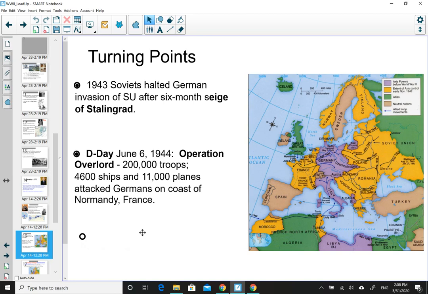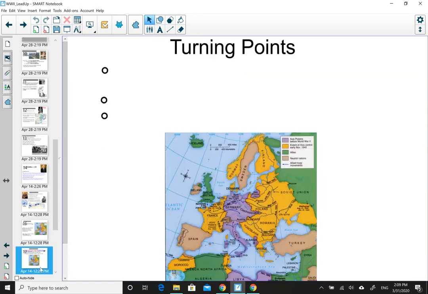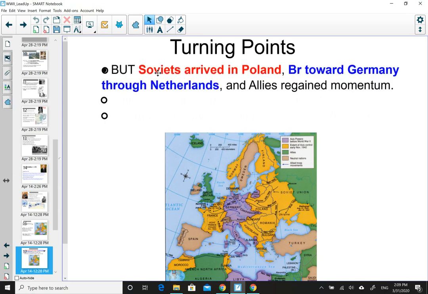And the last turning point, the Battle of the Bulge. This represented Hitler's last attempt to regain the upper hand, though by this point in the war, December 1944 to January 1945, he was essentially on the run. The map on the right shows that after Stalingrad and the Battle of the Bulge, German forces were squeezed between Soviet forces in the east and the American and British forces in the west. The Soviets arrived in Poland, Britain moved toward Germany through the Netherlands, and the war became a mopping up operation.